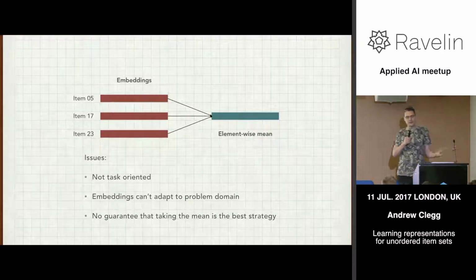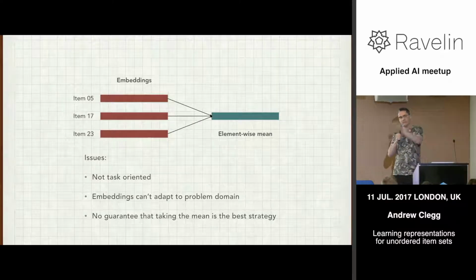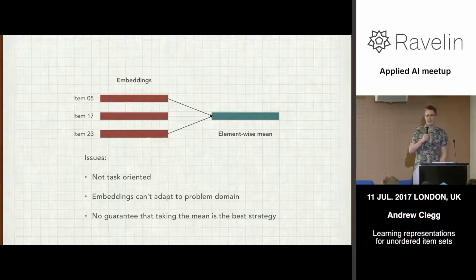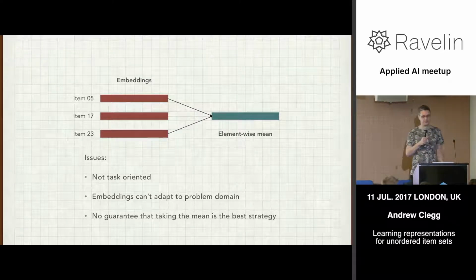Visually, you just get each individual item embedding, and you literally go through them and take the mean at every position in that embedding, and that gives you an embedding for the bag as a whole, or for the sentence as a whole if you're doing it in the text mining field.